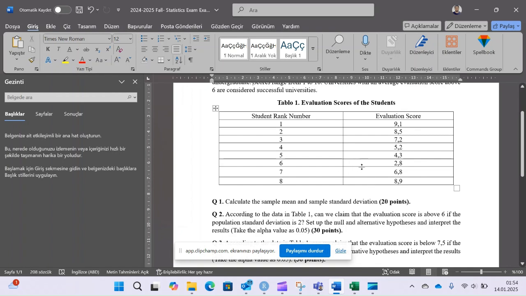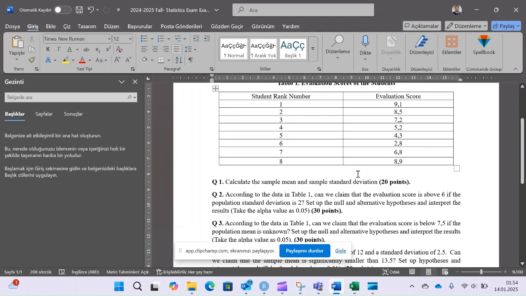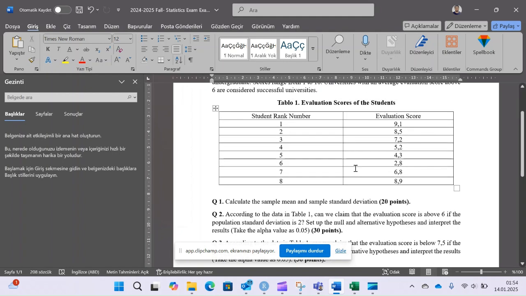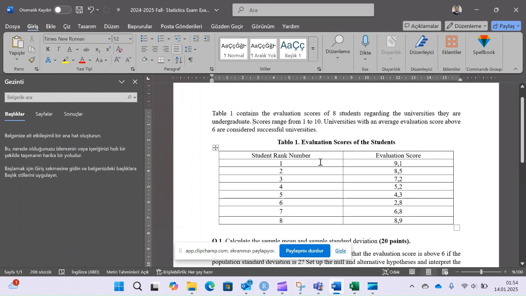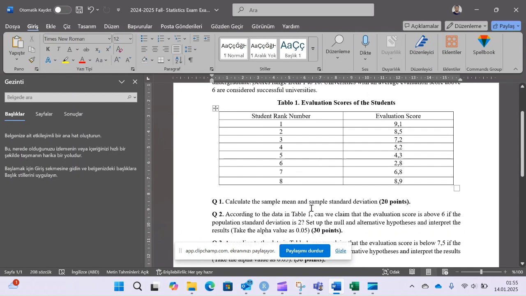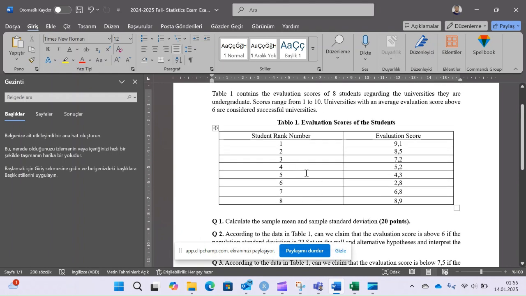Based on those questions, we will make a z-test and a t-test, and we will also, of course, show how to check the z table and t table based on the hypothesis test. So the first question: calculate the sample mean and sample standard deviation. This is an example for actually a final exam. So we will just work out the results of those questions.